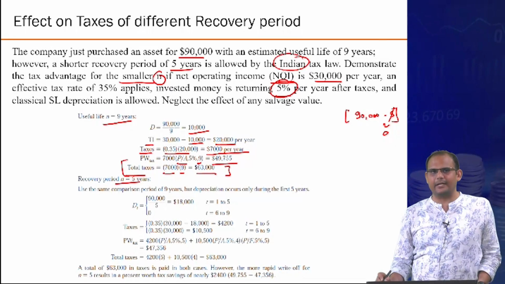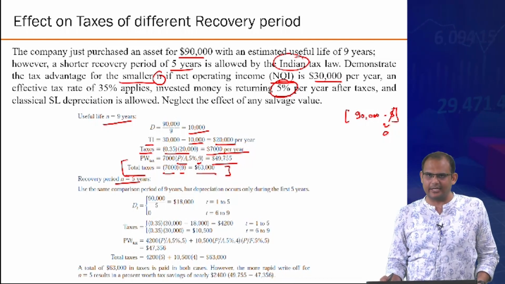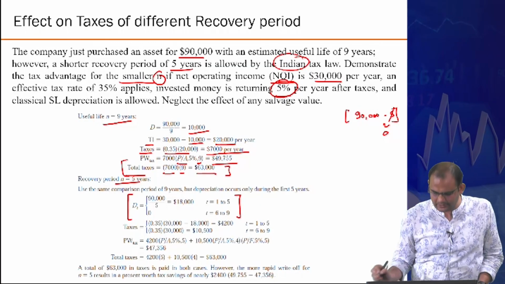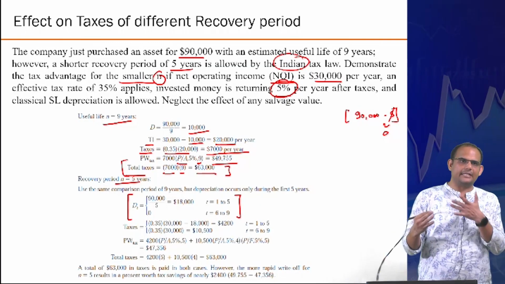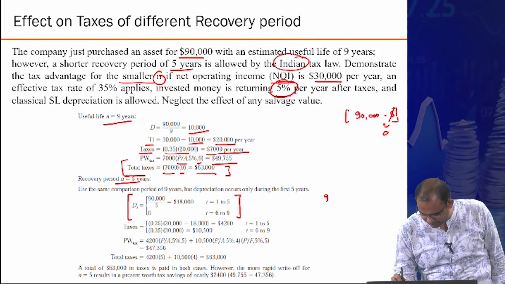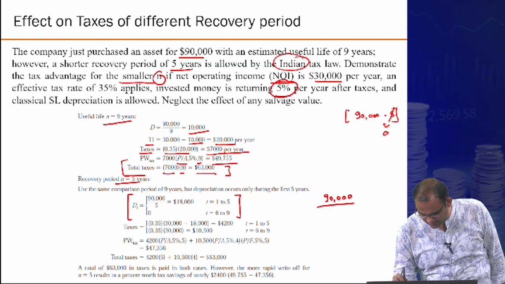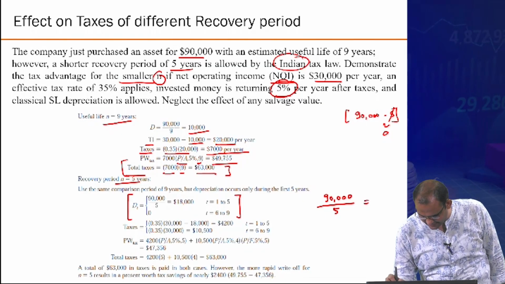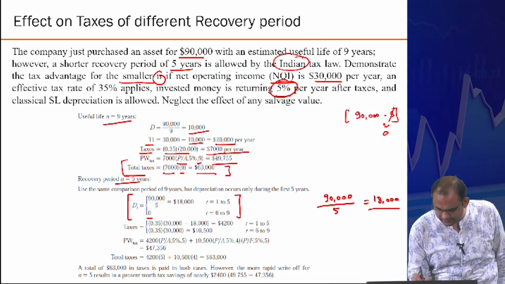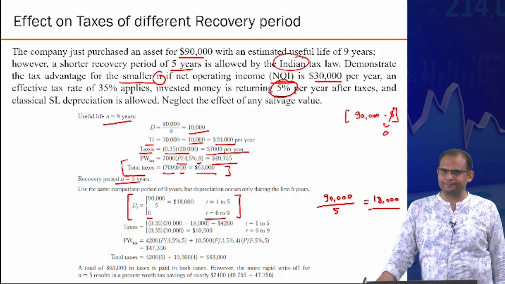Suppose the recovery period is 5 years instead of the original 9 years. So your depreciation has this kind of formula. You are depreciating the asset faster. In the first 5 years, you are depreciating the entire amount in just 5 years now. So this is coming out to be $18,000. No depreciation between years 6 to 9.